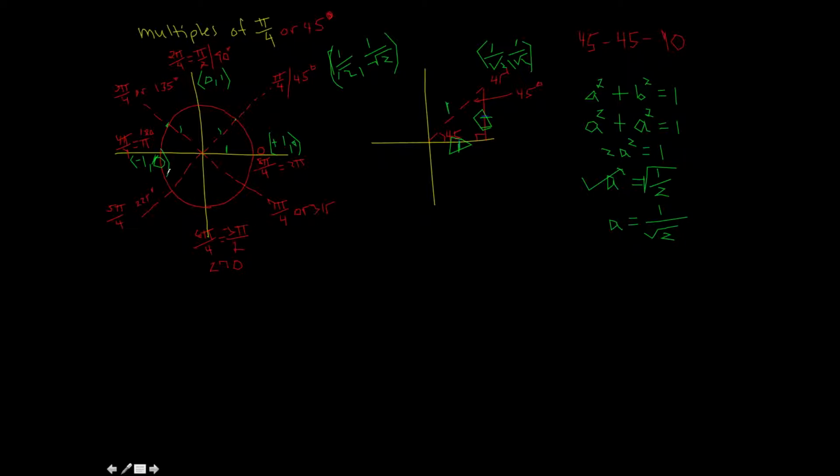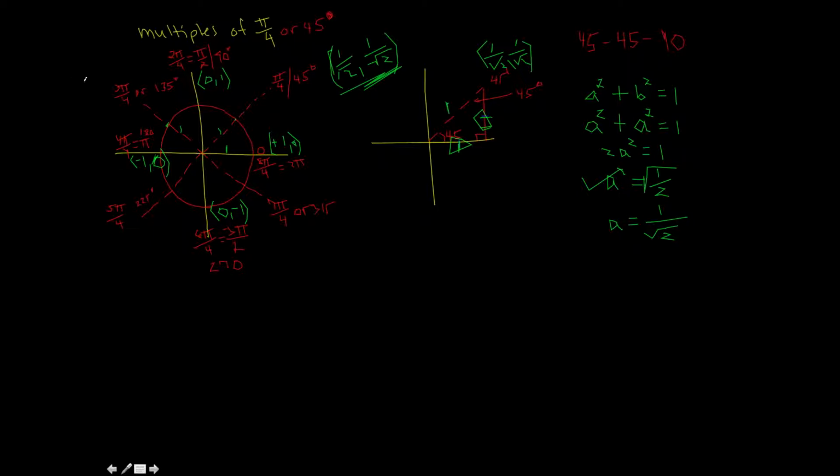Excuse my writing, this pen's acting kind of weird today. And this point here is going to be 0, negative 1. Those quadrantal angles are going to be the same. But these other multiples of 45 are all going to follow the same pattern right here. The only difference is going to be whether it's positive or negative based on the quadrant it's in.